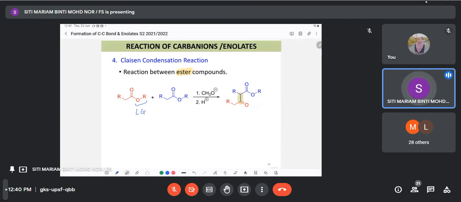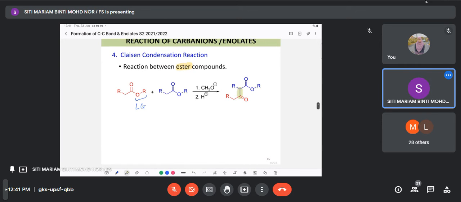You see the OR group attached to the carbonyl in the red ester is no more in the structure of the product, because that group is your leaving group. At the end, you will remove OR minus and it will combine with hydrogen to produce alcohol. So that's the general equation for the Claisen.